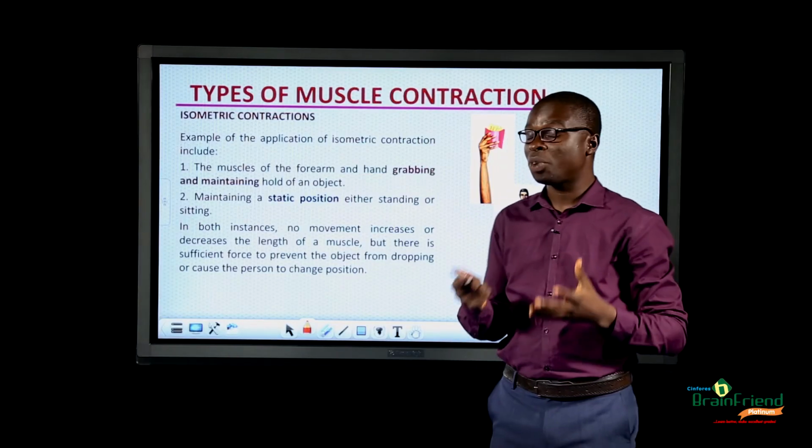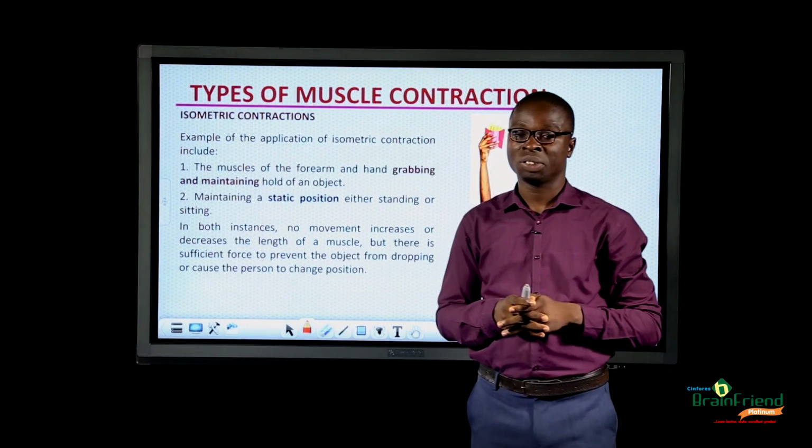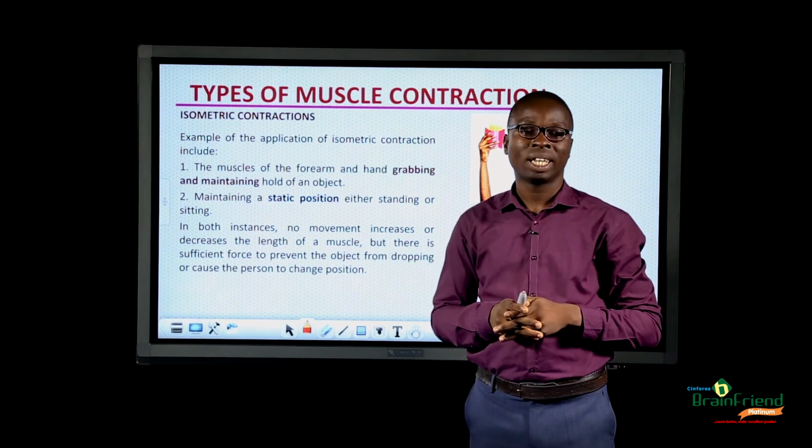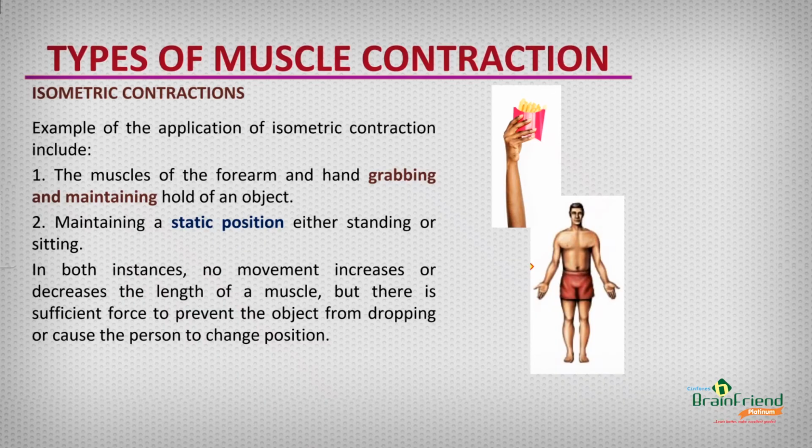Common examples of when we apply isometric contraction is grabbing an object by the hand. As you can see from this image, the hand is taking hold of this object, and there is no forward, upward, backward, or downward movement of the hands. Isometric contractions are also useful when maintaining posture. For example, as shown in this image, isometric contraction helps this man to stand erect, since he's not making any forward, backward, downward, or upward movement.